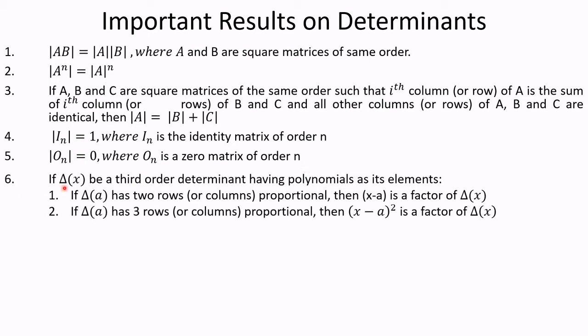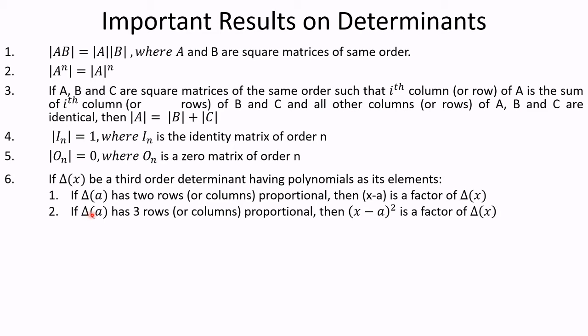Number 6. If delta x is a third order determinant having polynomials as its elements, then point number 1: if delta A has two rows or columns proportional, then x minus A is a factor of delta x. This will be useful while solving linear equations or polynomials.